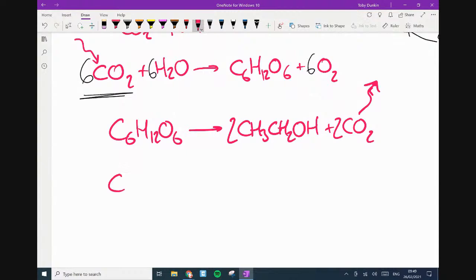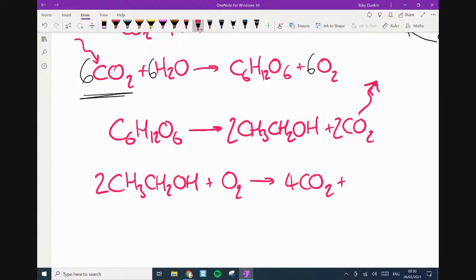Right, what's the major use of ethanol? I'm going to take those 2 ethanols and I'm going to burn them because it's a fuel. And what do I make? I make 4 CO2s plus a whole bunch of water. How many waters are we going to get?